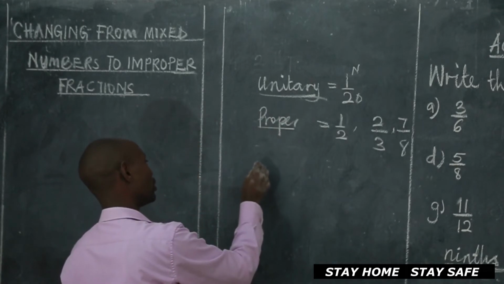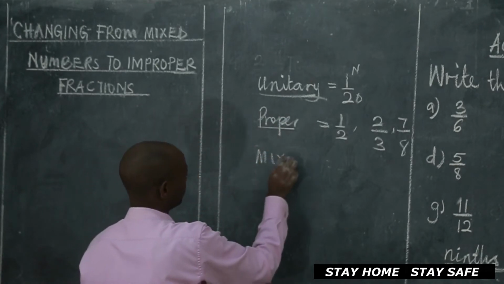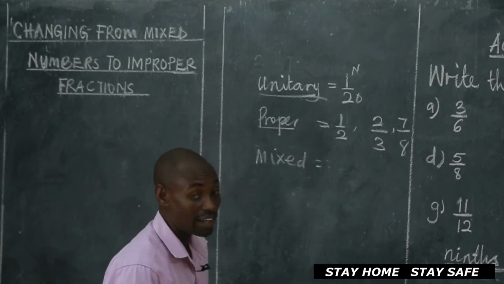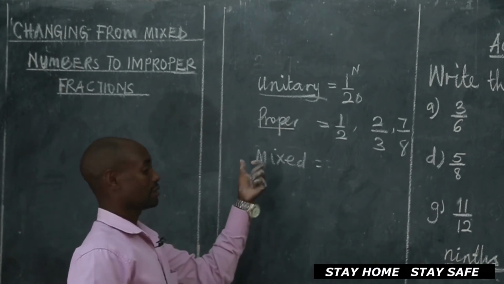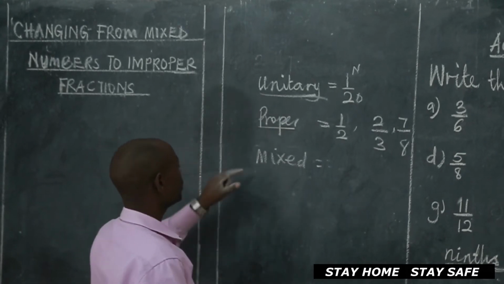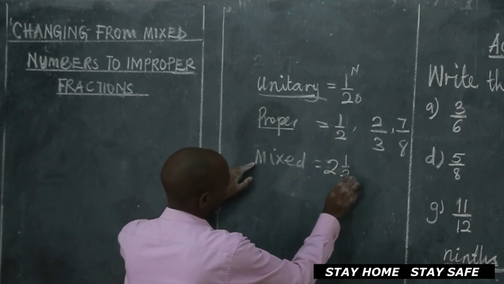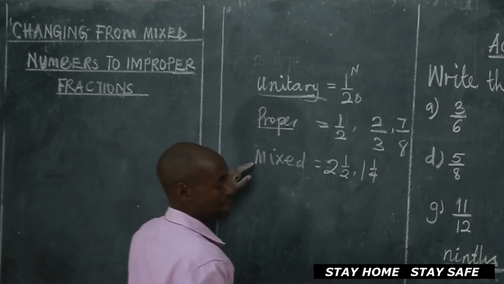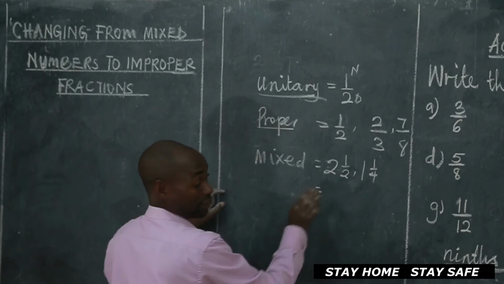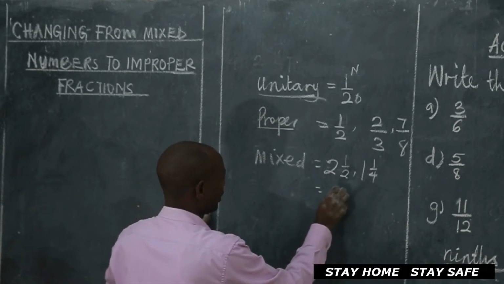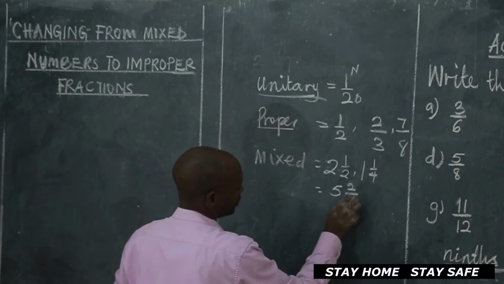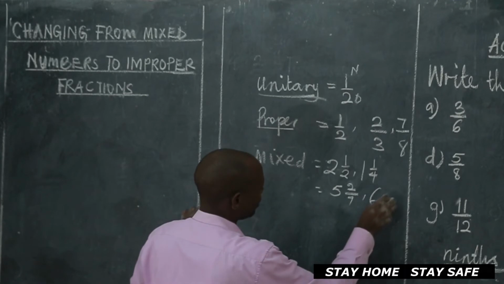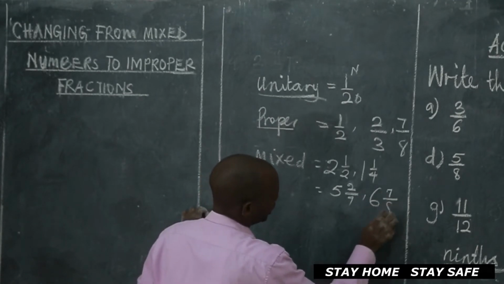We have what we call mixed fractions. Mixed fractions are fractions that have whole numbers and fractions. For example, we can have 2.5. We can have 1.25. You can think of very many fractions of this kind. Very good. Yes, it is 5 whole numbers, 2 out of 7. Wonderful. Yes, please. 6 whole numbers, 7 out of 8.